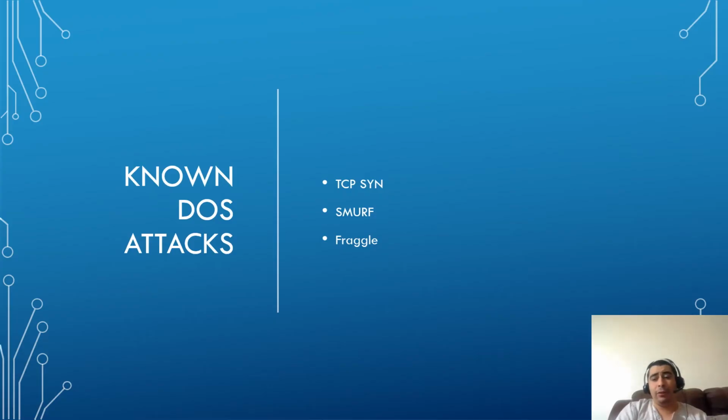Now we'll be getting into known denial of service attacks. We're going to be into the specifics now. We have three of them here: TCP SYN, Smurf, and Fraggle. We'll discuss these in further detail.